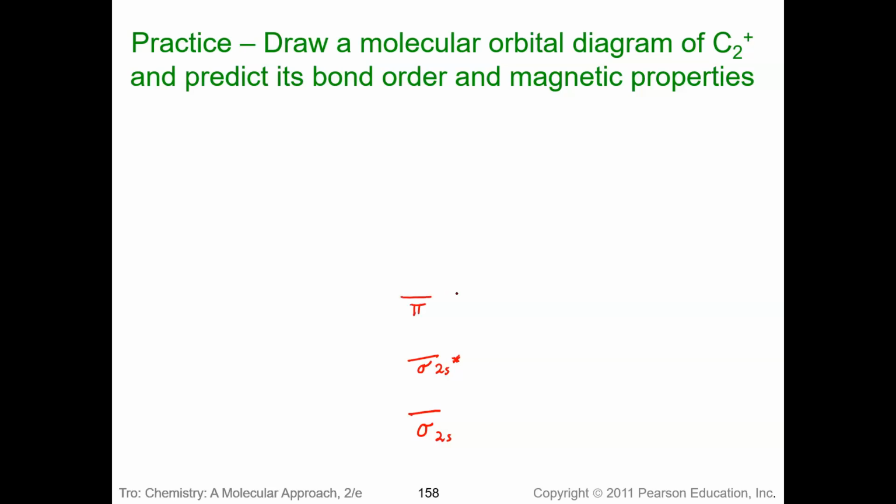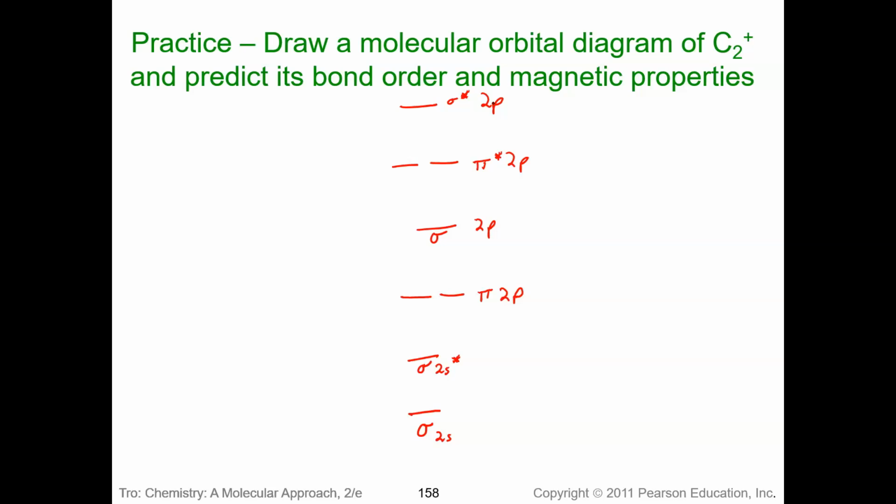Pi 2p, sigma 2p. I'm just copying the picture, by the way. Pi anti-bonding 2p, sigma anti-bonding 2p. So I just copied the picture over.